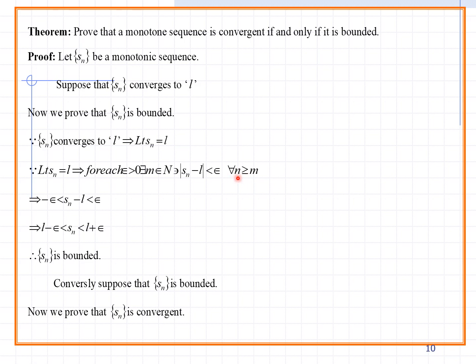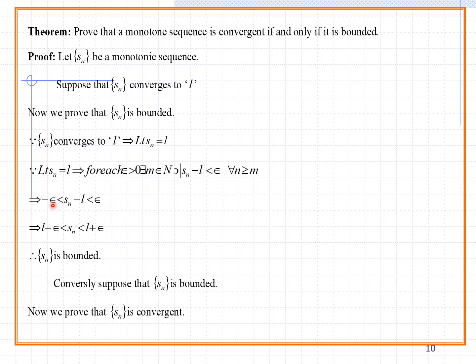Because n is the last term in the sequence, but m is the middle or in-between term. So once m exists in n, let us see this. Modulus Sn minus L less than epsilon, how can we write? Minus epsilon less than Sn minus L less than epsilon. Why? Because the modulus is there.